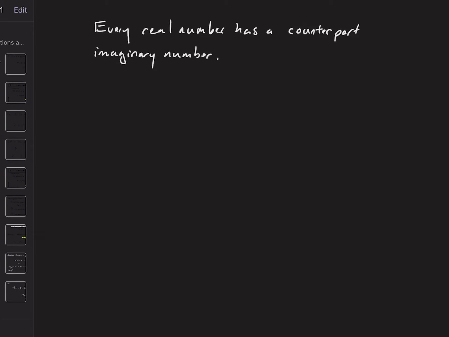So every real number has a counterpart imaginary number. This sentence means exactly what you think it means. So for example, if I have 63,766, it has a counterpart that is imaginary, that is just this.